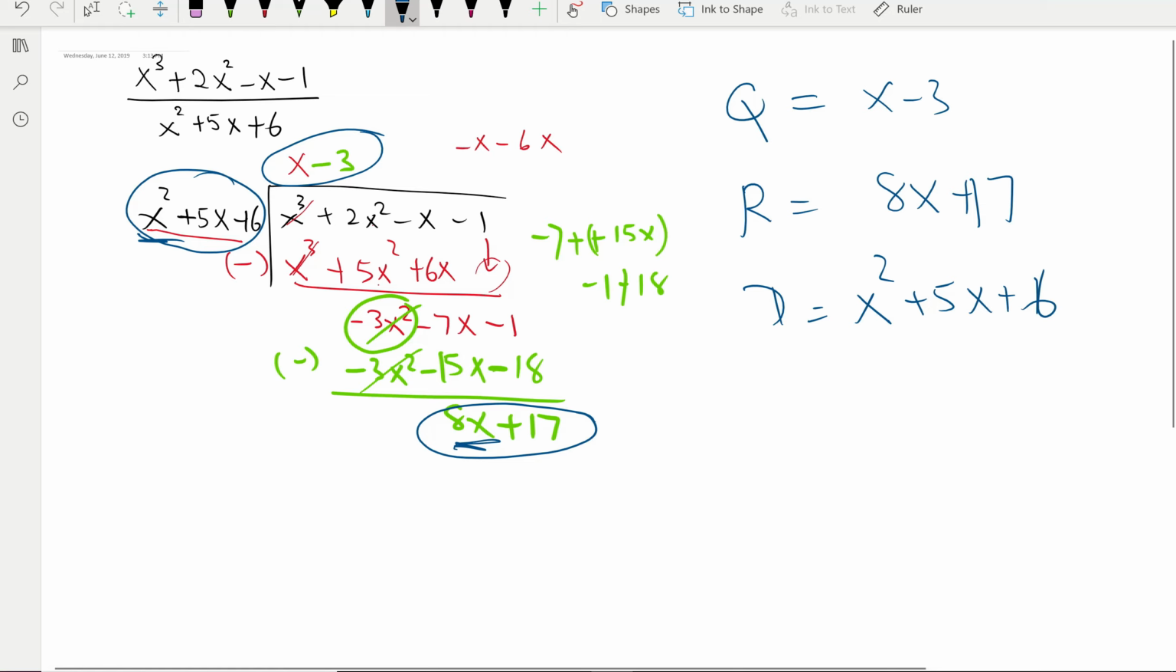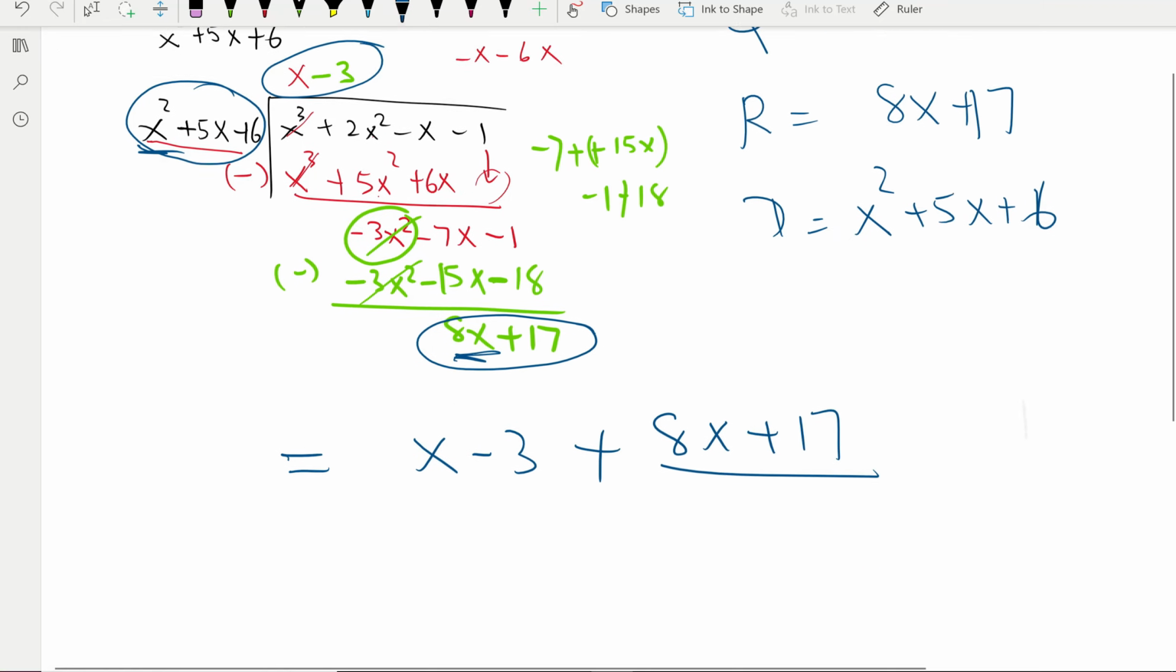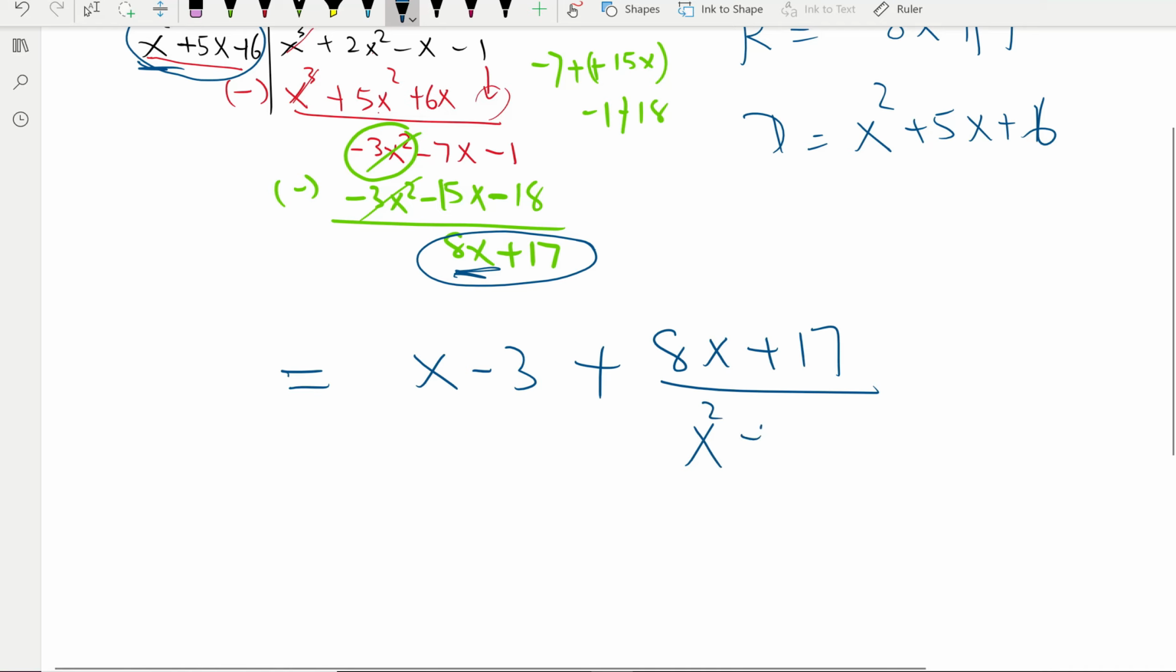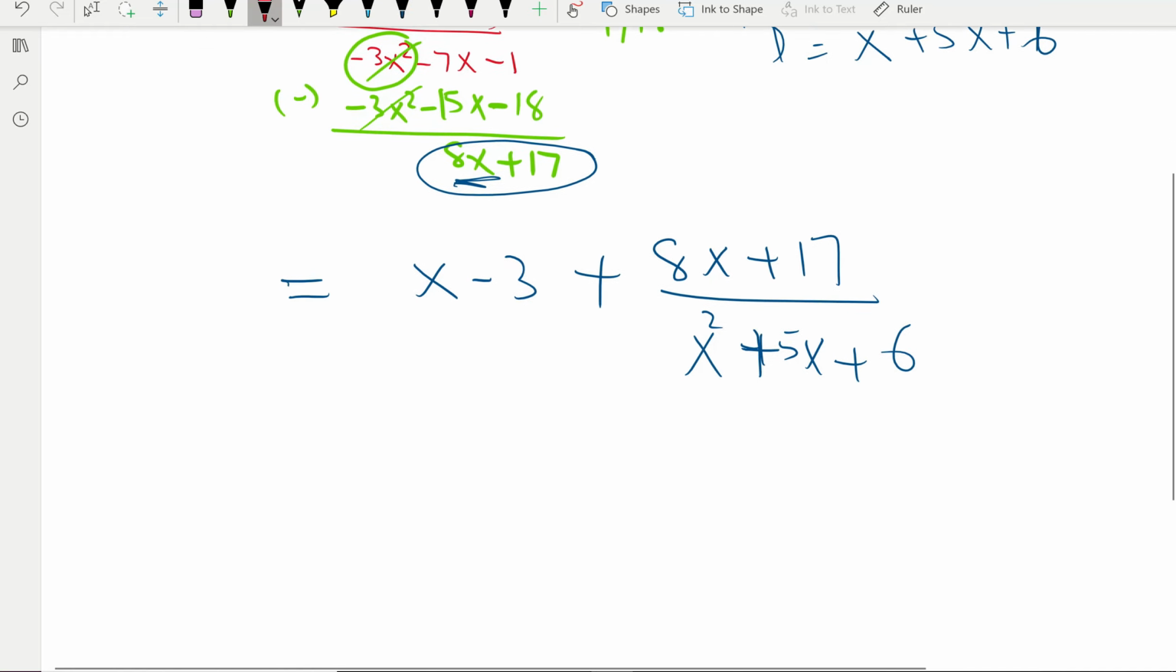Alright, so what is the decomposition then? Q, which is x minus 3, plus the remainder 8x plus 17 divided by the divisor x squared plus 5x plus 6. Okay, so this is the first step. Use polynomial long division to break up the rational function. Now here, as we expected, we have a rational function which belongs to case 1. Now do the decomposition for that part separately.